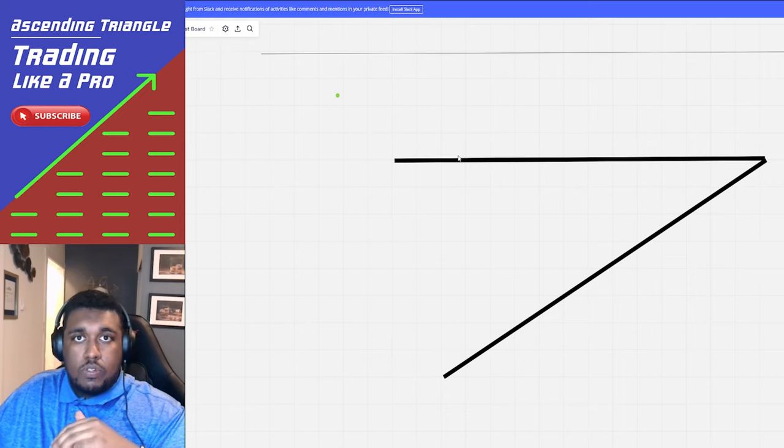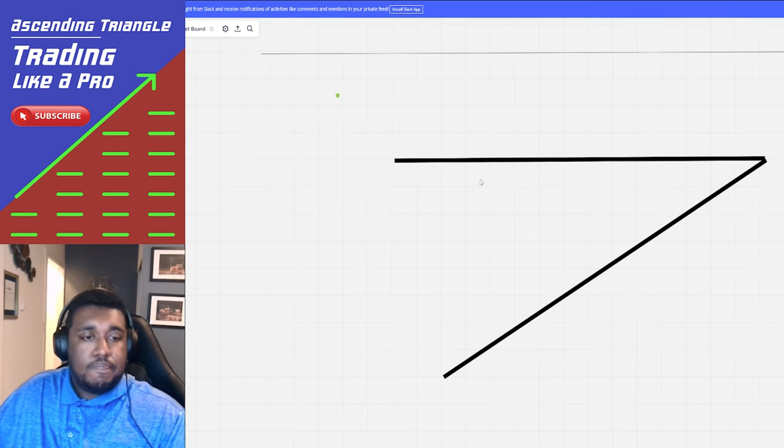It can do a reversal. It's not as likely, but if it does, it's going to be a little bit harder to trade. So I would say right now, just be careful with it, and I'll explain why a little bit later.